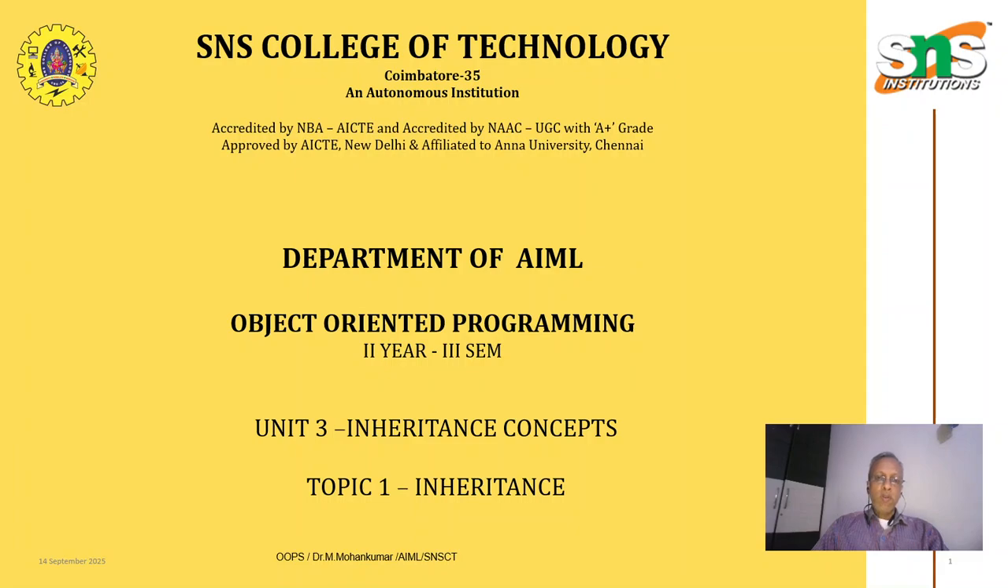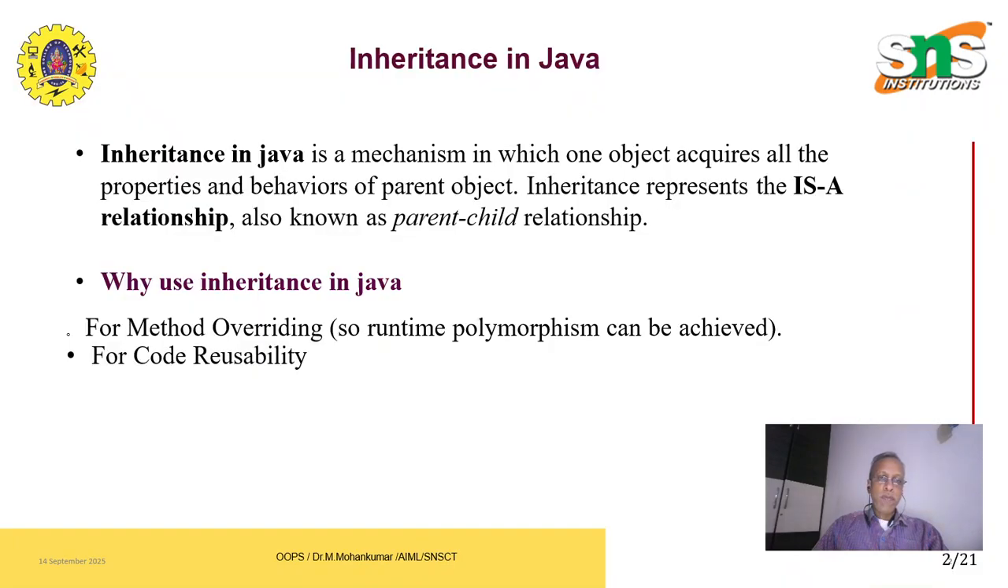Now, I am moving further in this slide. What is inheritance in Java? Inheritance in Java is a mechanism in which one object acquires all the properties and behaviors of a parent object. We already discussed what an object is, what a class is, and why we use these programming concepts. In inheritance, the object has some properties and behaviors, and we use those properties and behaviors in our programming. So we call it inheritance.